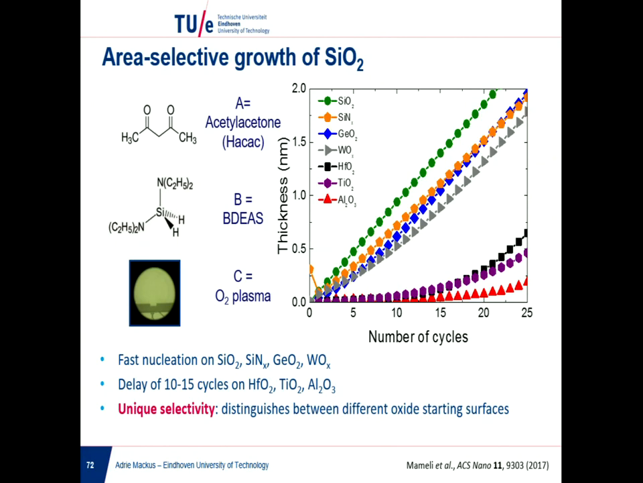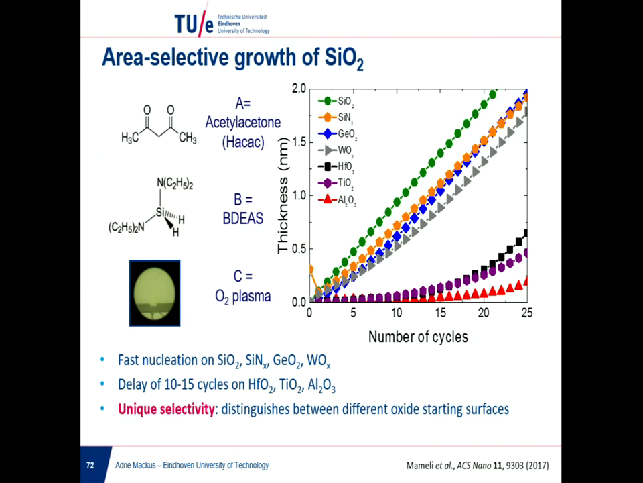And then what you see here is the nucleation behavior of this 3-step process on different starting surfaces. Basically we perform exactly the same recipe on all those different materials. And what you see is that we have a set of materials in which we have immediate growth. That's silica, silicon nitride, germanium oxide, tungsten oxide. And there are some materials on which it takes a while before the growth starts. You see, for example, on hafnia, titania, alumina, it takes 10 to 15 ALD cycles before we see some deposition. And this difference in nucleation behavior we can use to do selective deposition.